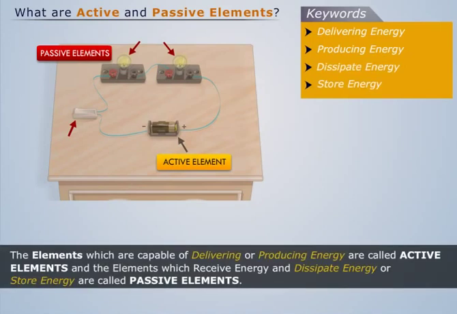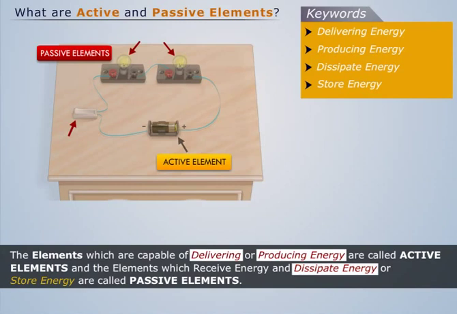Thus, the elements which are capable of delivering or producing energy are called active elements, and the elements which receive energy and dissipate energy or store energy are called passive elements.